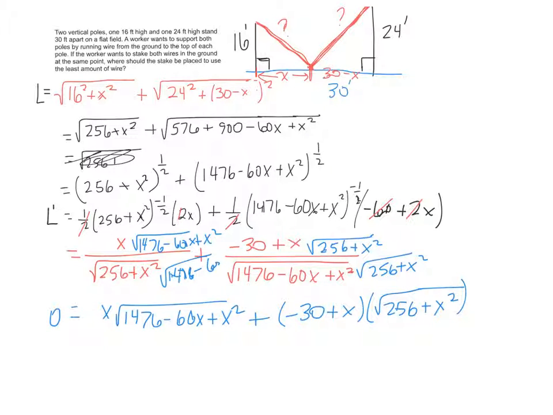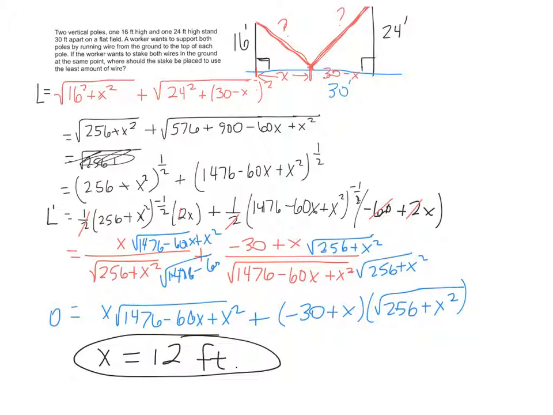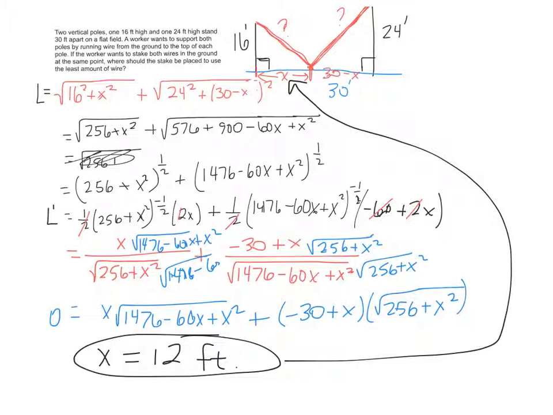But we end up getting an x value of 12 feet. Which means it's going to be 12 foot. Looks like since that was our x value here, it's going to be 12 foot from the 16-foot pole and 18 feet from the 24-foot pole. There we go. Least amount of wire.